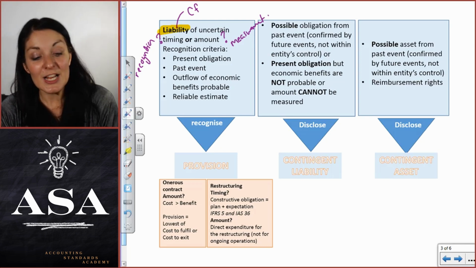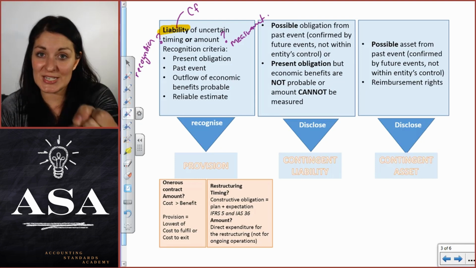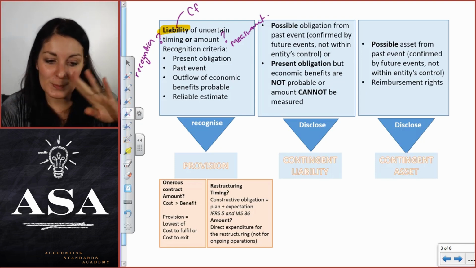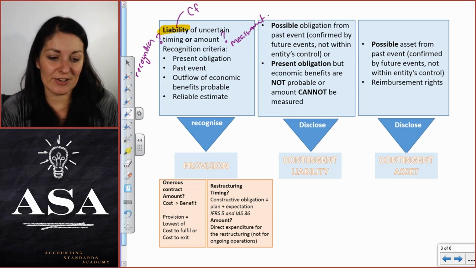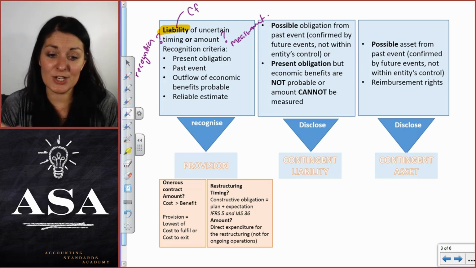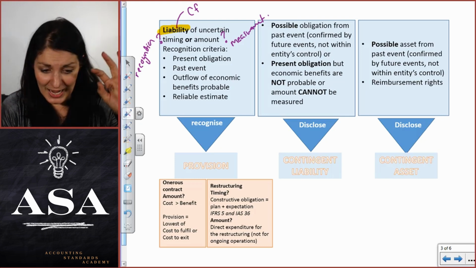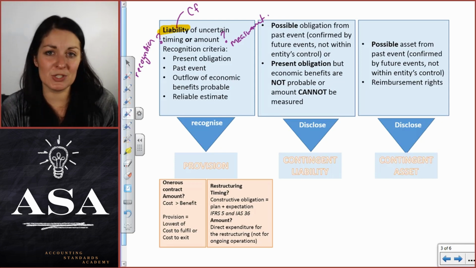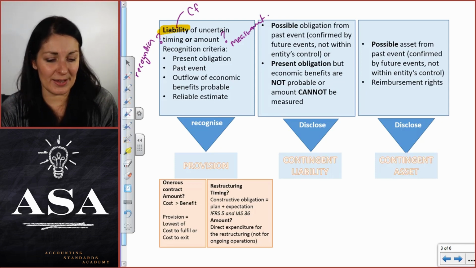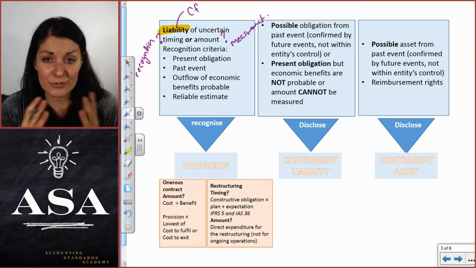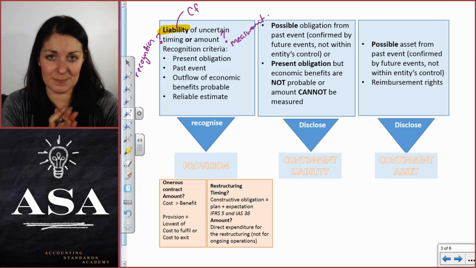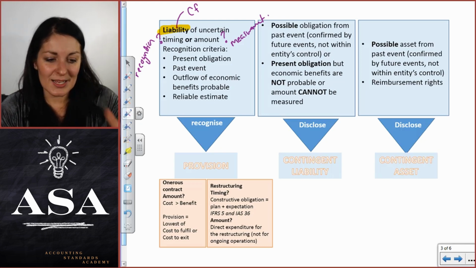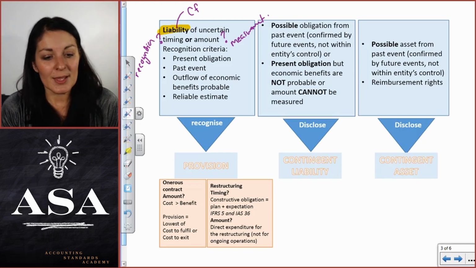It tells us, well, you can recognize this provision in a statement of financial position when you meet the 4 recognition criteria, and those are: there must be a present obligation as a result of a past event, where the outflow of economic benefits is probable, and you should be able to make a reliable estimate of that amount. So if you meet those 4 criteria, you can recognize the provision in your statement of financial position. So let's stand still at each of those criteria.